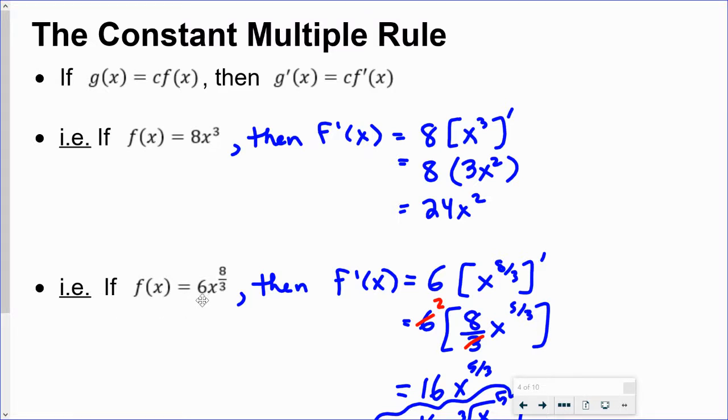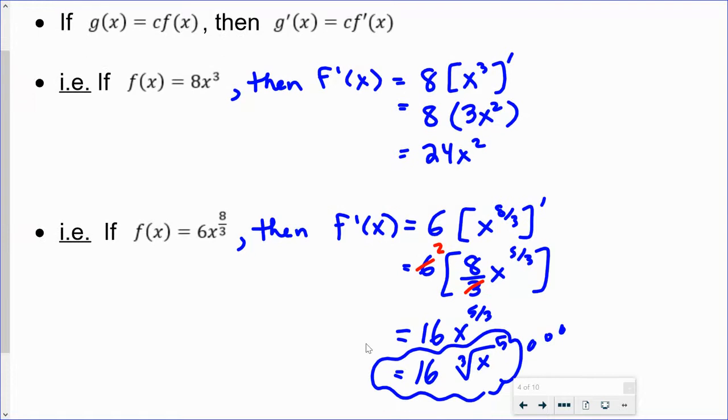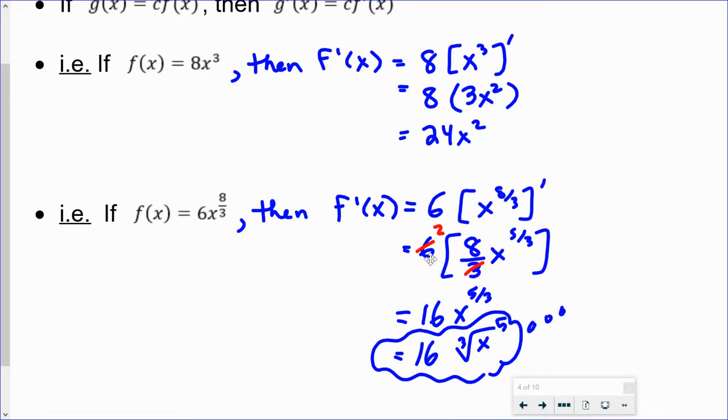Another example, if I had something more complicated like 6 times x to the 8 thirds, I would start by pulling out that 6 and reminding myself I have to take the derivative of x to the 8 thirds. I'm going to keep that 6. I'm going to drop the 8 thirds, keep the x, and reduce 8 thirds by 1. So over here I'm subtracting 3 thirds from 8 thirds to get 5 thirds. And then I'm multiplying these constant factors. Here I can cancel out the 6 and the 3, leaving me with a 2 in the numerator, and I end up with 16 x to the 5 thirds. Or we could rewrite this in radical form as the third root of x to the exponent 5.